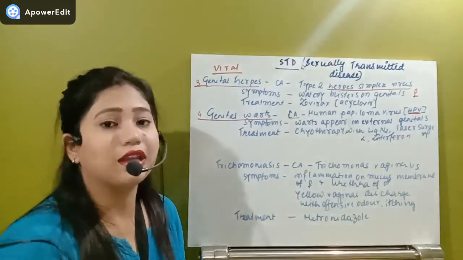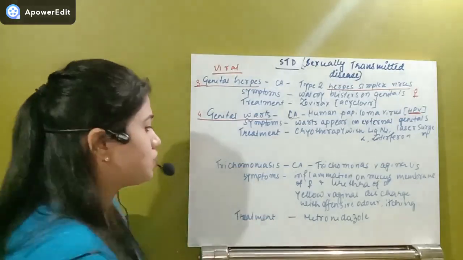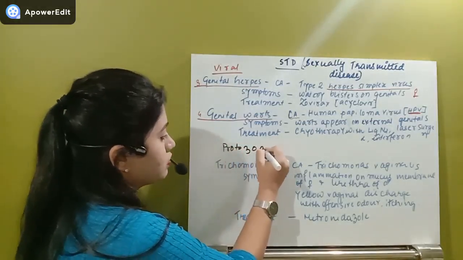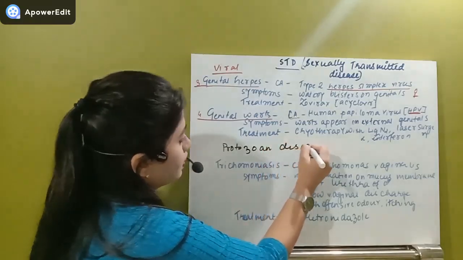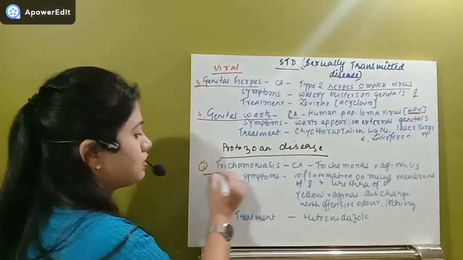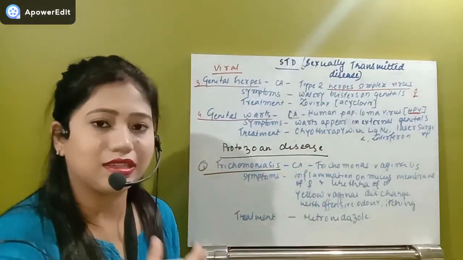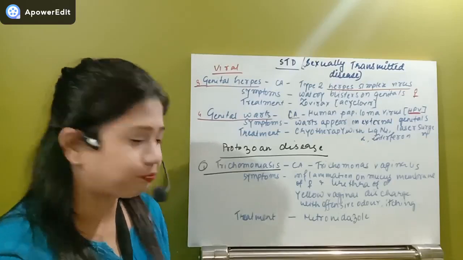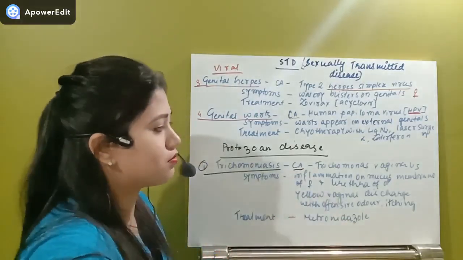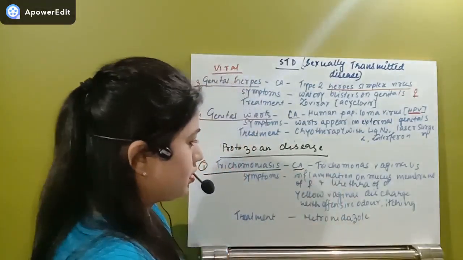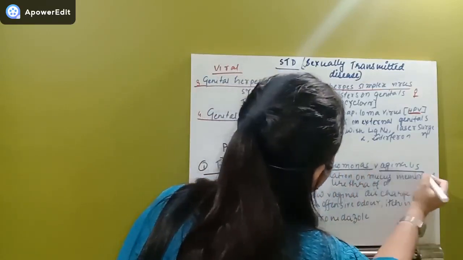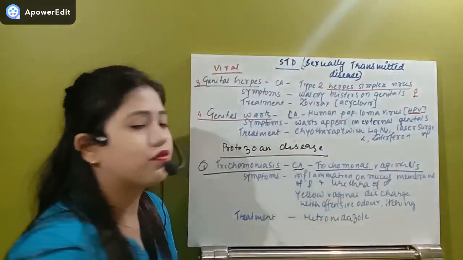After that, the last disease we are going to see is caused by protozoa. So the next type of disease is protozoan disease. Trichomoniasis is one disease. Here we will see only one disease, and this is the last disease of the STDs. In trichomoniasis, the causative organism is Trichomonas, which is the scientific name. So the causative organism is Trichomonas vaginalis.